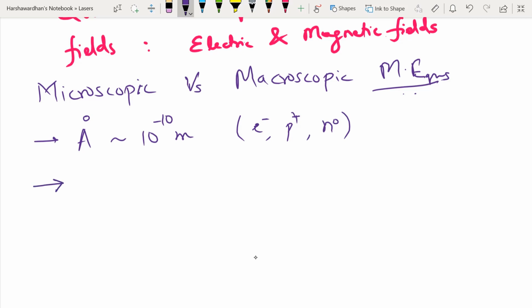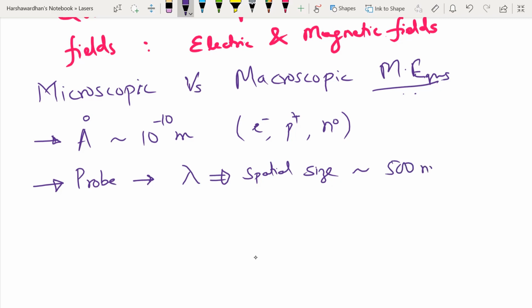The second scale is that of your probe or your detection. Let's keep our context to optical. If I'm making an optical measurement, then lambda is my relevant spatial size, and for optical, that is about 500 nanometers. The point about a spatial scale is that the probe is not going to be sensitive to structures which are smaller than the wavelength of the probe itself.